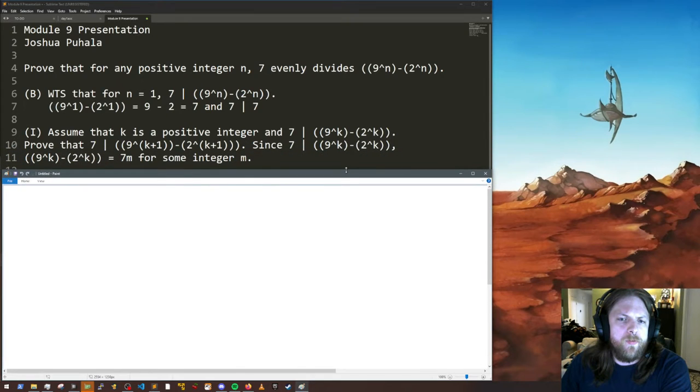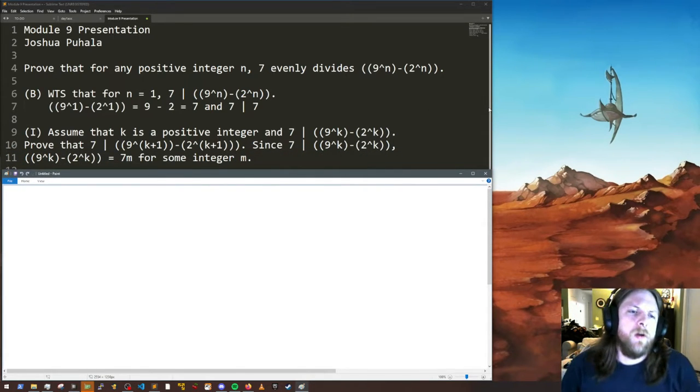We go to our induction step. So we'll change the variable, assume that k is a positive integer and 7 evenly divides 9 to the kth power minus 2 to the kth power. So we want to prove that 7 evenly divides 9 to the k plus 1 power minus 2 to the k plus 1 power. Since 7 evenly divides 9 to the kth power minus 2 to the kth power, 9 to the kth power minus 2 to the kth power equals 7m for some integer m.